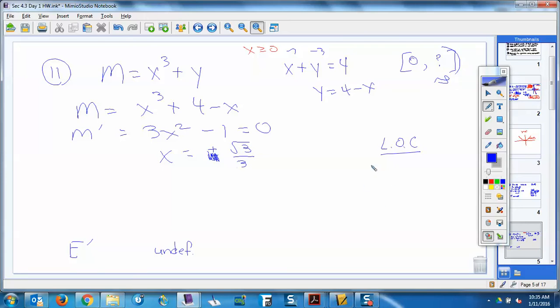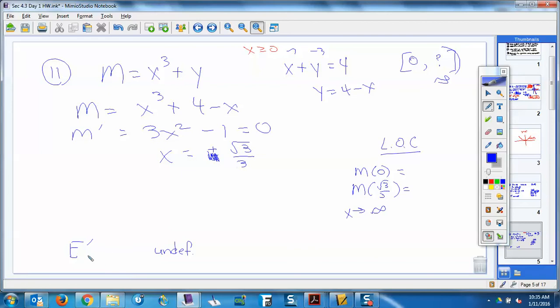But in my list of candidates, I could talk about that. So I'm going to look at m of 0. I'm going to look at m of root 3 over 3. So at least I do have two candidates. As long as I have two of them, I can do a list of candidates. And I probably should consider what happens as x gets bigger and bigger, right? What happens as x goes to infinity? So a list of candidates would be a good idea here.